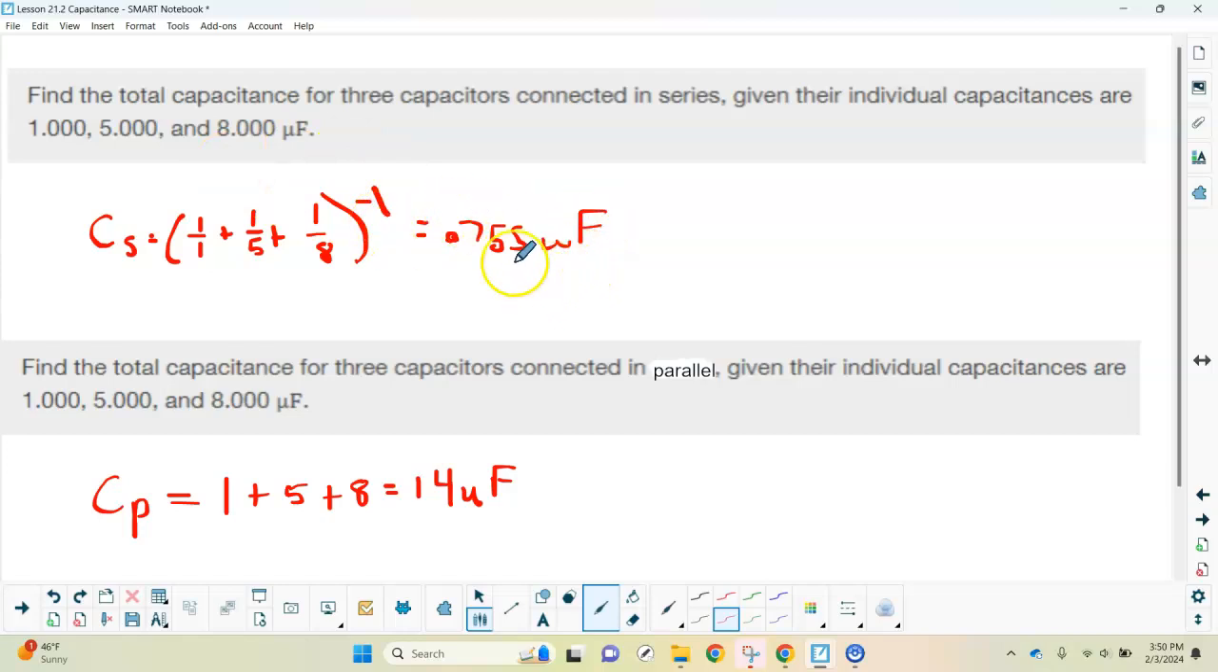So looking at this again, we expected if it's in series, we have a bigger separation, so the capacitance should be less. So this value is smaller than any of the individual ones. And then in parallel, capacitors add together to get you a bigger capacitor because you're increasing the total area. So if you add these together, 14 is larger than any of the individual ones. So you can use that to help you check. So that's the end of section 21.2, which is dealing with capacitance. The next video will deal with resistors and current and voltage.